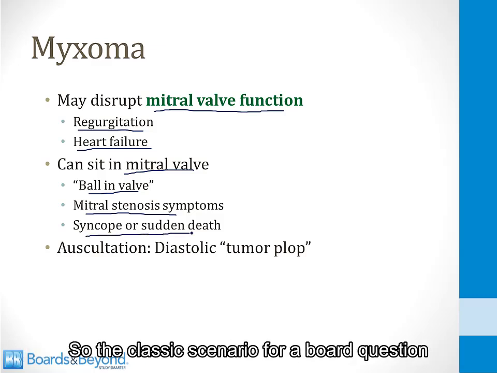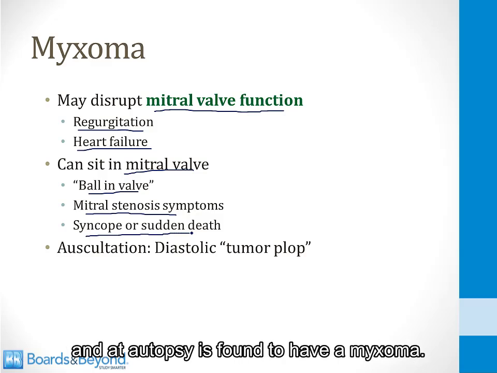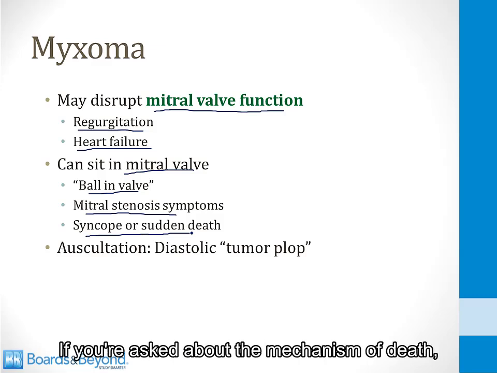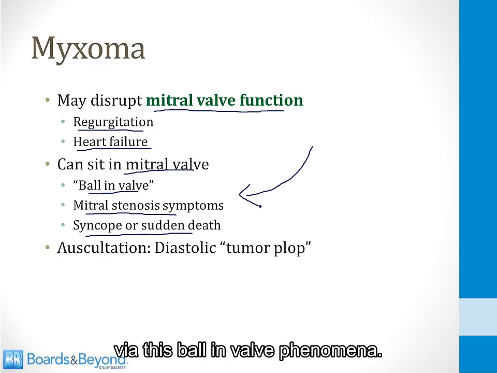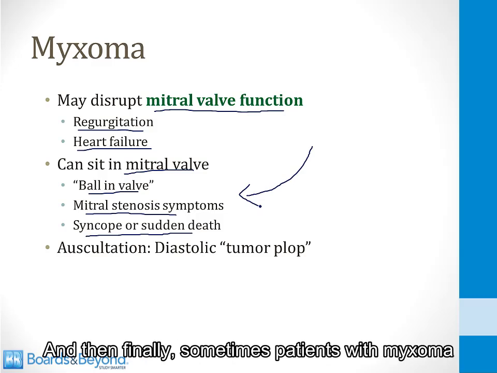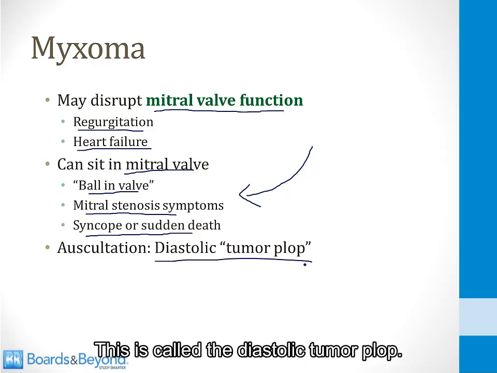So the classic scenario for a board question is to describe a patient that dies suddenly and at autopsy is found to have a myxoma. If you're asked about the mechanism of death, it was likely obstruction of the mitral valve via this ball-in-valve phenomenon. And then finally, sometimes patients with myxoma have a particular oscillatory finding you can hear with your stethoscope. This is called a diastolic tumor plop.